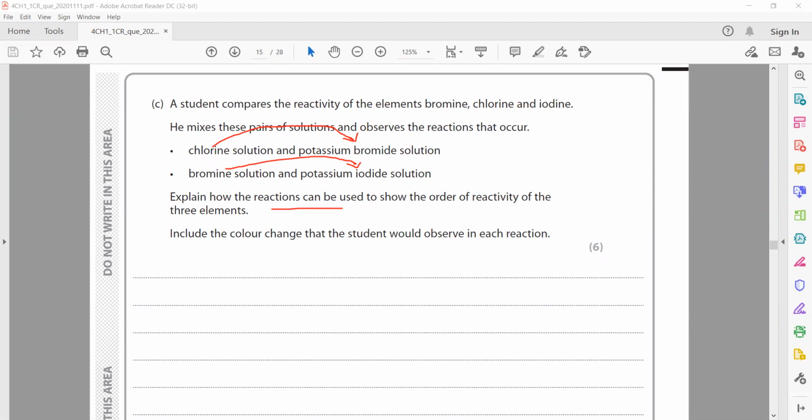So iodine is formed, and when iodine is formed in aqueous solution, it is brown or yellow. If it is in high concentration, it will be brown. Otherwise, it will be yellow. So it shows that bromine is more reactive than iodine.